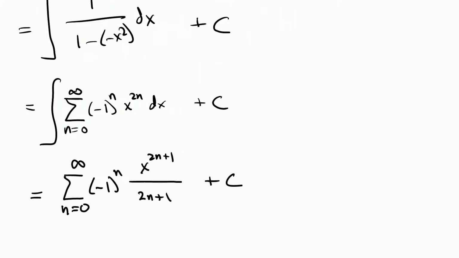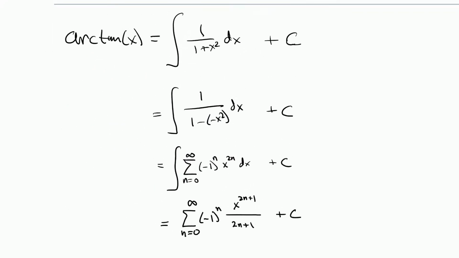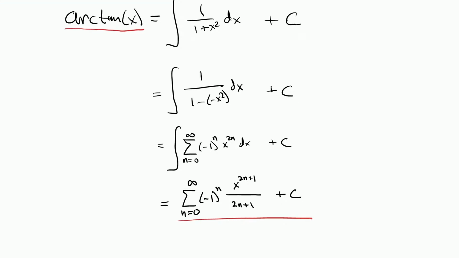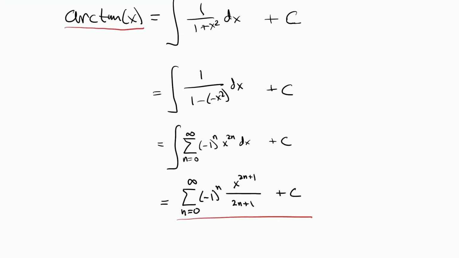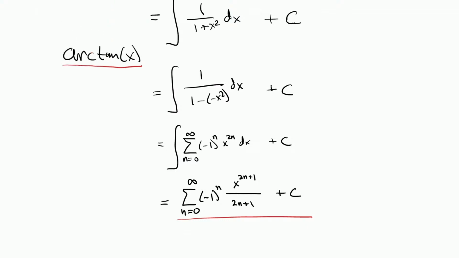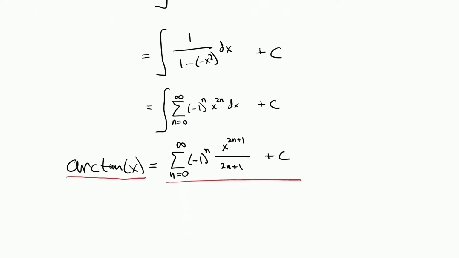So just do the power rule, add 1 to the power, right? 2n plus 1, divide by the power. We're good? Okay, so here's the thing about the c. Since I did an indefinite integral, I have to deal with the c. But I already know that I want this to equal arctangent of x. And so let's just pull that down here. Whoops, not that, this. Just give me a sec. There we go. Now it's down here.